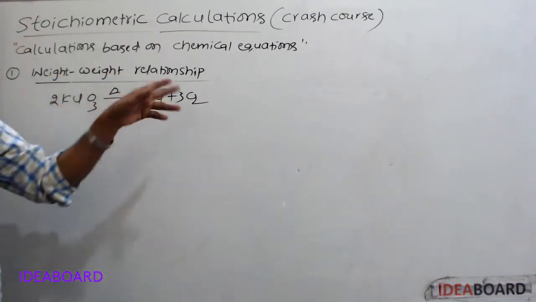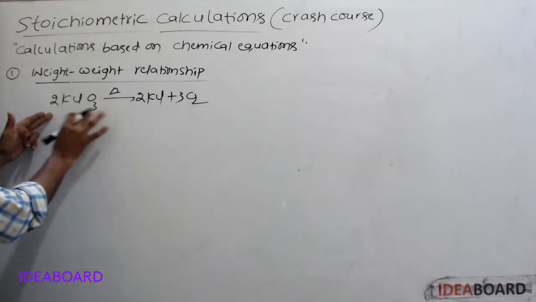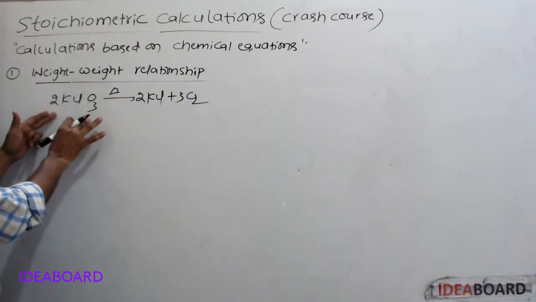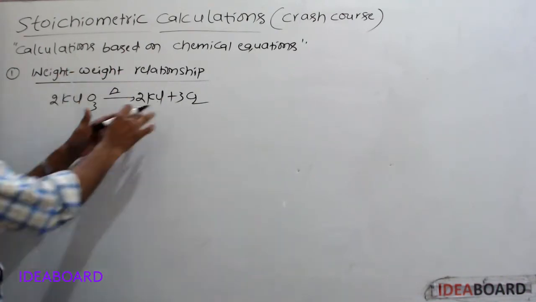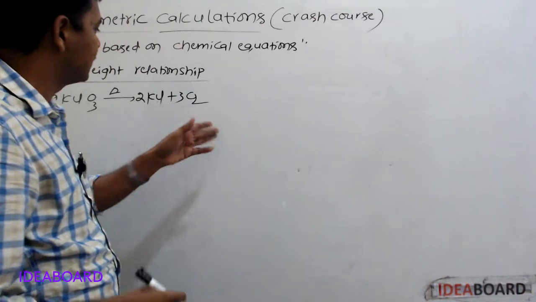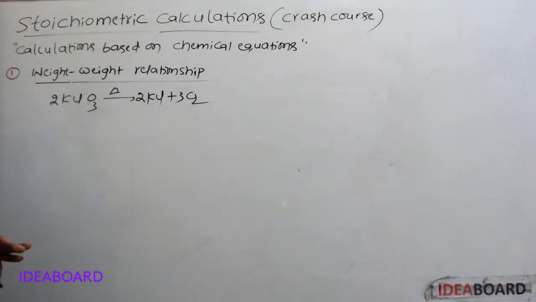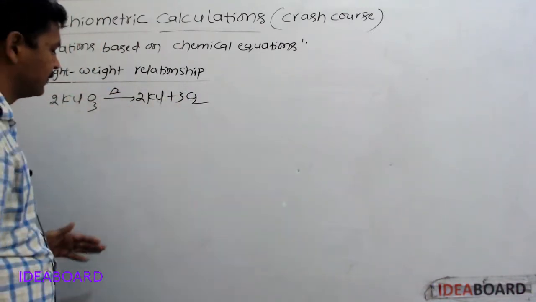So weight-weight relationship means here reactant is potassium chlorate. This potassium chlorate should be given in terms of weight. The products also should be given in terms of weight. Weight-weight relationship.